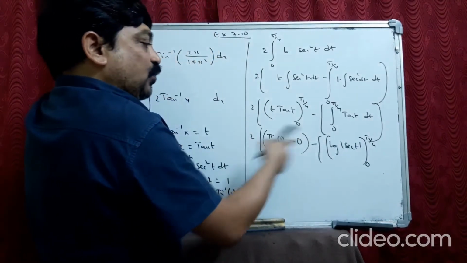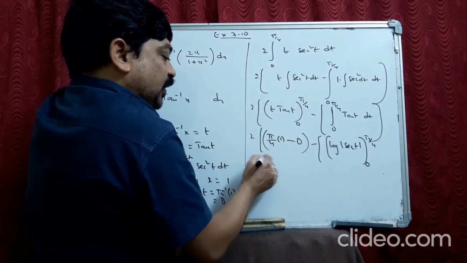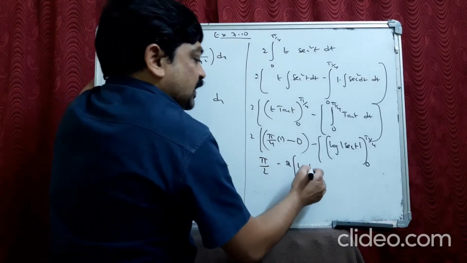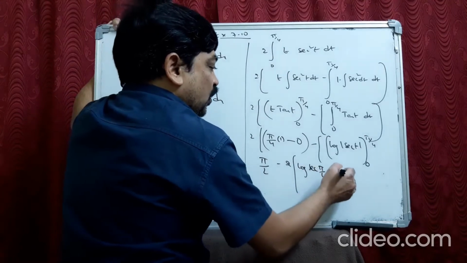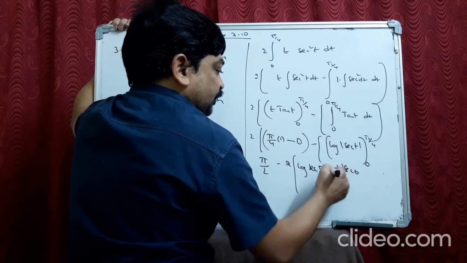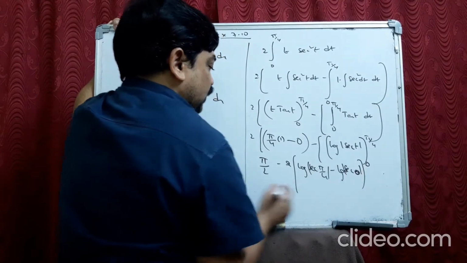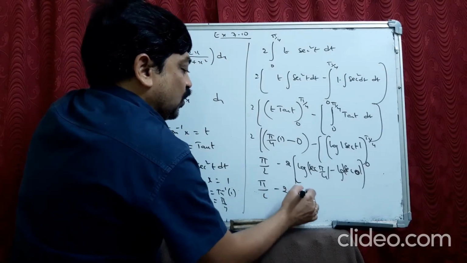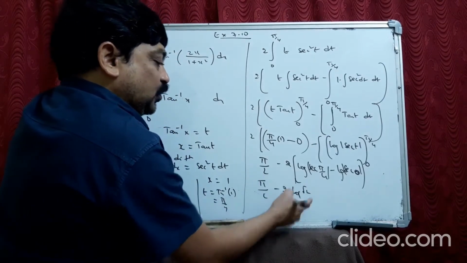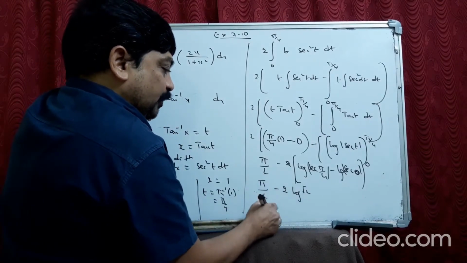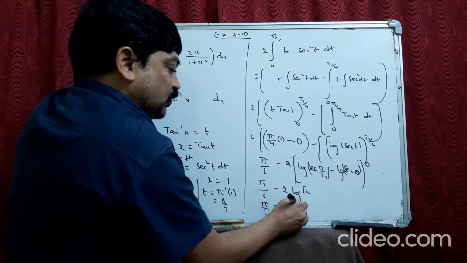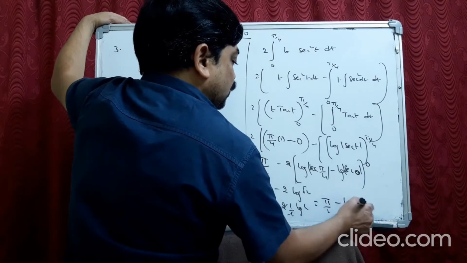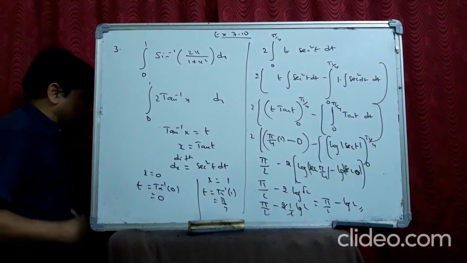The 2 comes for both of them, so let us give it here. It becomes pi by 2 minus 2 times log mod secant pi by 4 minus log mod secant 0. So it becomes pi by 2 minus 2 into log of secant pi by 4, which is log root 2. Take 2 power 1 by 2 outside. Pi by 2 minus 2 into 1 by 2 log 2. So the answer will be pi by 2 minus log 2.